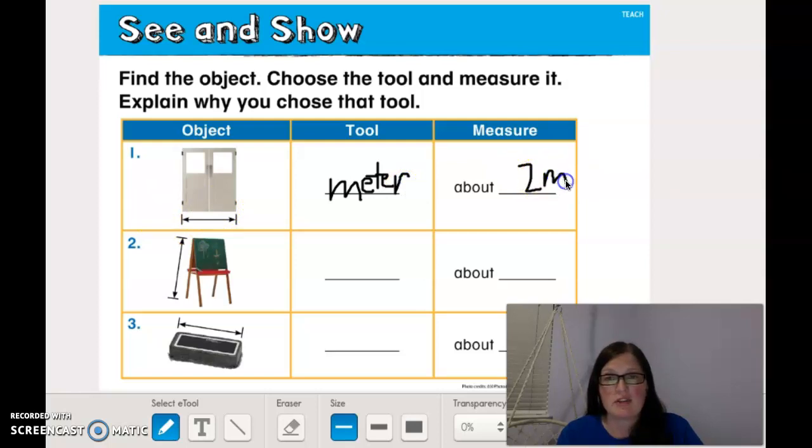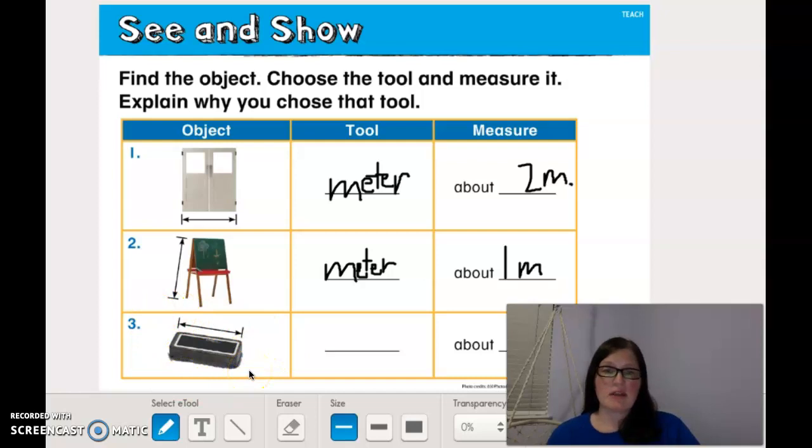And remember, I want to make sure I tell people what I'm measuring in, so I put my M for meters. Alright, an easel. It's probably about the height of my chair, so I would think a meter stick would make it easier. It would be about 1 meter, maybe a little more.